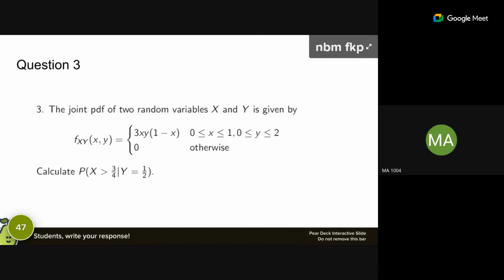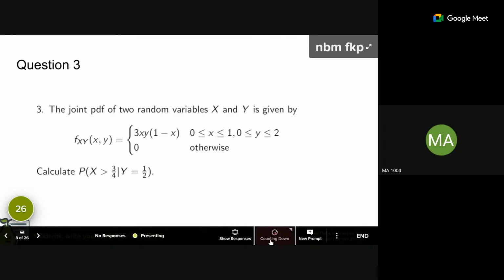For marginal PDF, for example, if we are calculating the marginal PDF for y, then we will integrate over the limits of x, all the possible values x can take. So the limit will be from 0 to 1. And my function will be 3x into half into 1 minus x, no? It's the joint PDF, yeah.